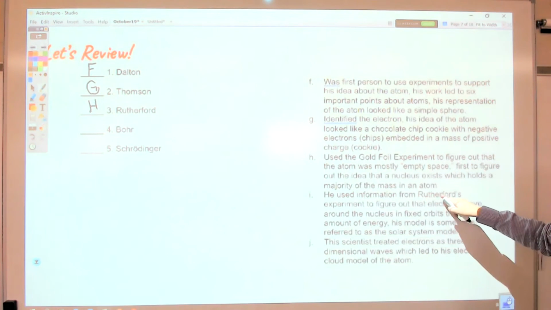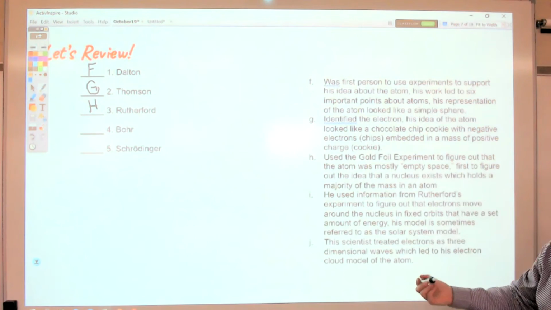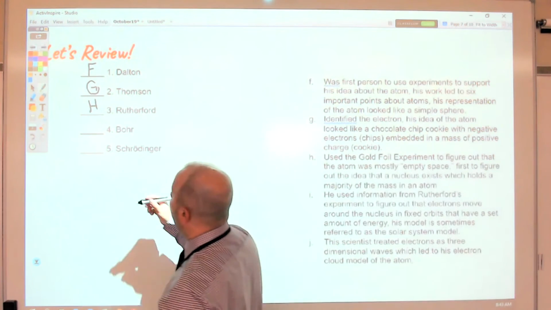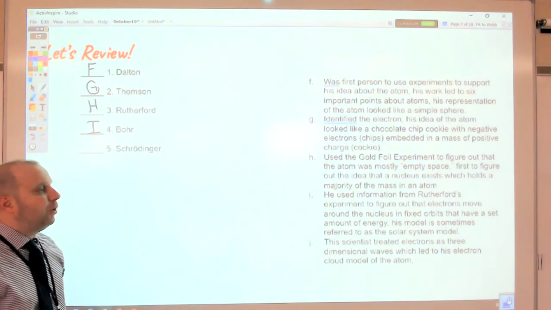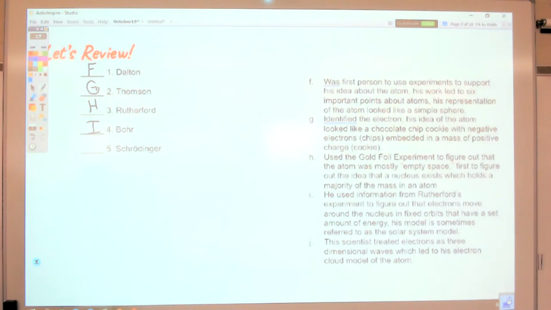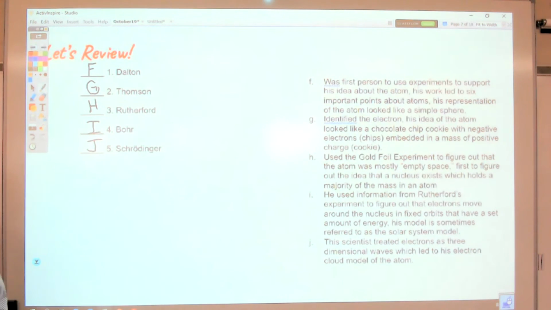He used information from Rutherford's experiment to figure out that electrons move around the nucleus. His model is sometimes referred to as the solar system or the planetary model. So that's Bohr. And then finally, for the last one, treated electrons as three-dimensional waves, which led to the electron cloud model, and that's Schrödinger.